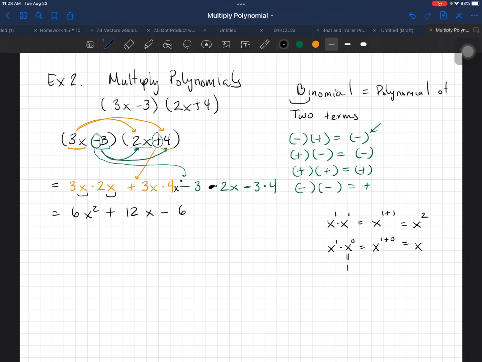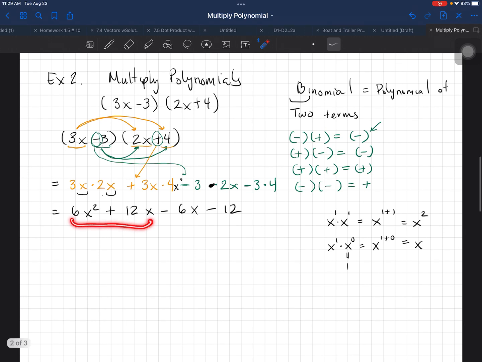Negative 3 times 2 is negative 6, followed by the x. We carry that x, and then minus 3 times 4 is 12. And there you go. So we have the product, but this is not a simplified answer. We can see here that these two can be combined, right? Why can these two be combined, and why not these two?